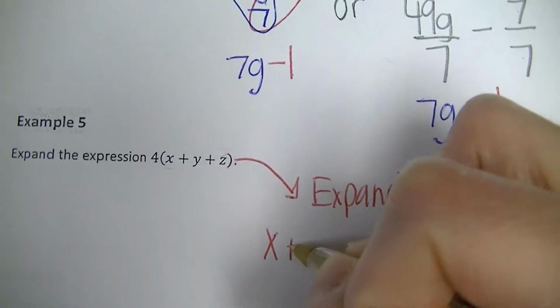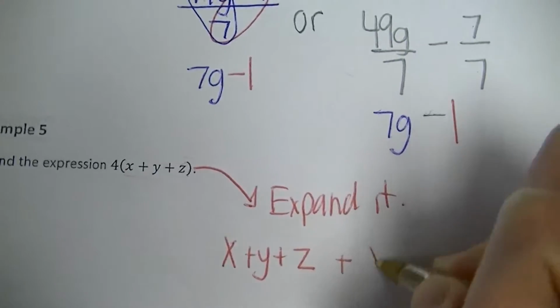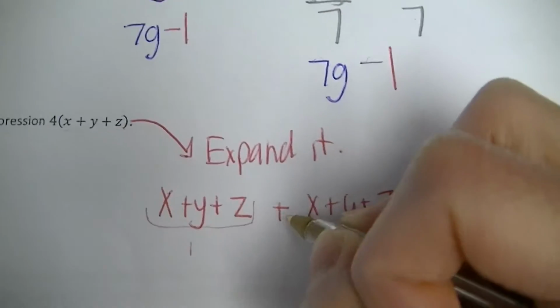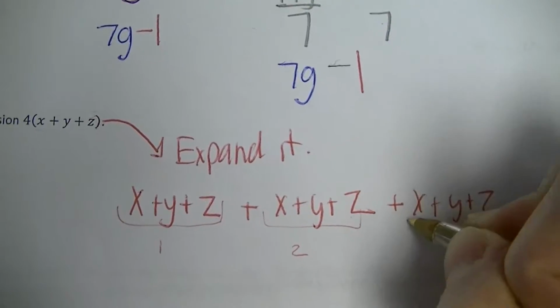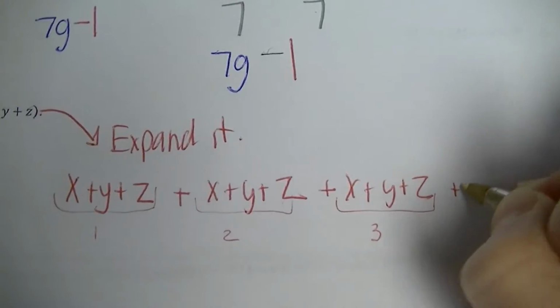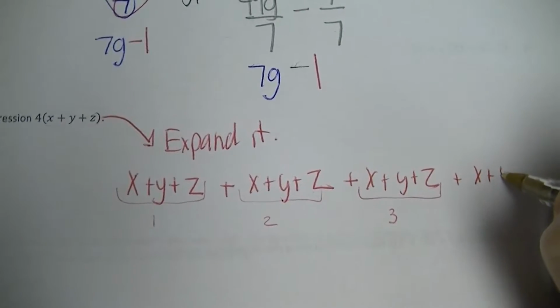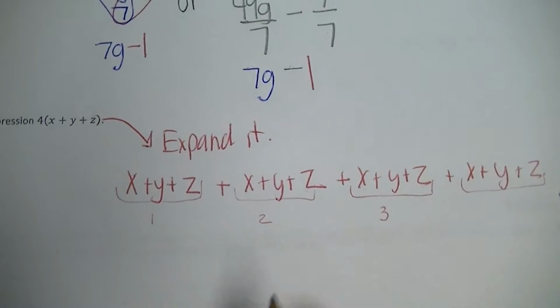x plus y plus z. Plus x plus y plus z. So there's 1 group of it. Here's 2 groups of it. Plus x plus y plus z. 3 groups of it. Plus, we have to add that 4th group because we have to add it together 4 times. So that's it expanded out.